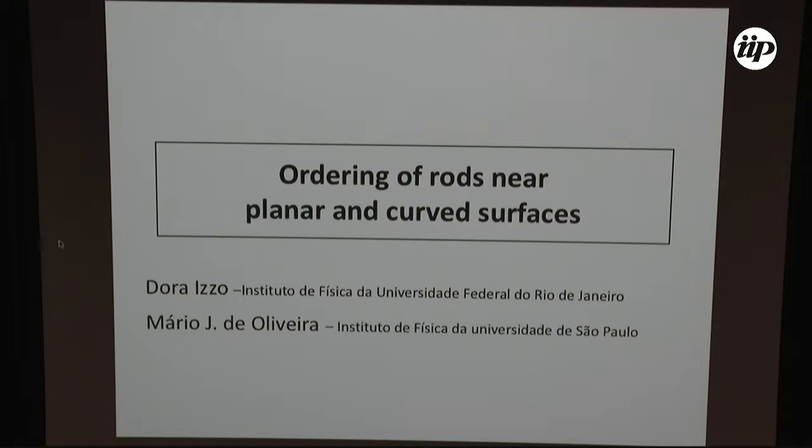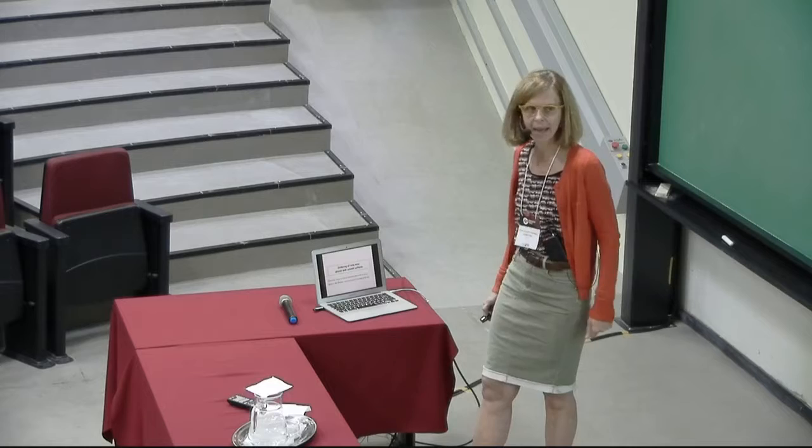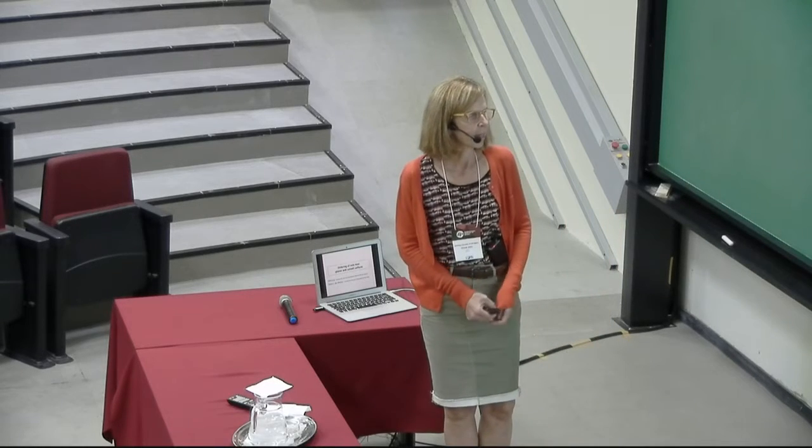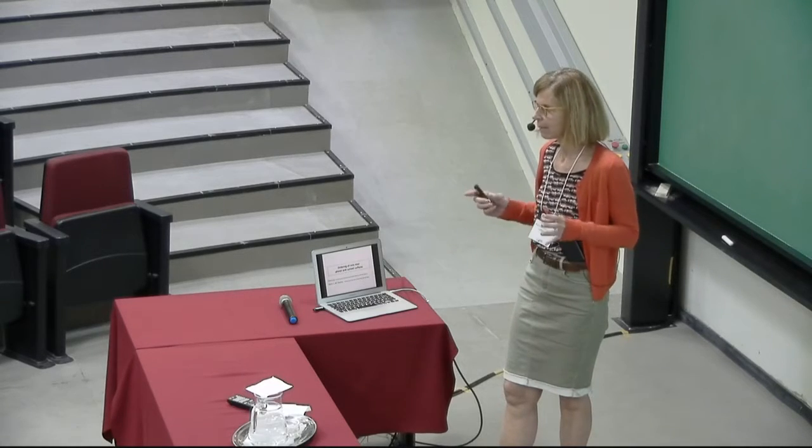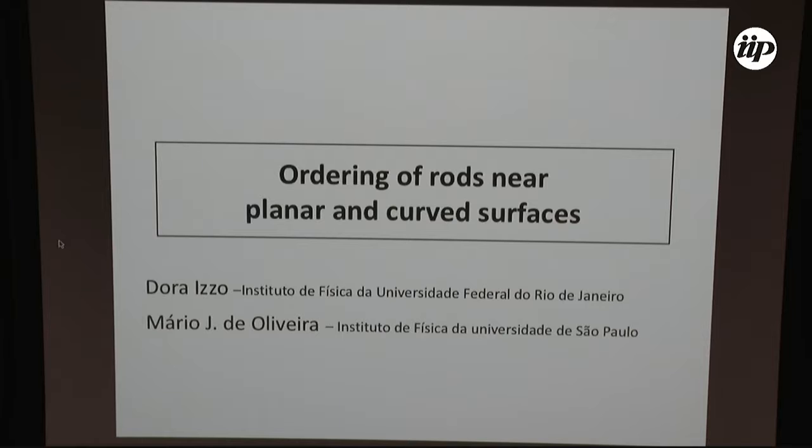Dora. I am from the Federal University of Rio de Janeiro, and I've worked a lot with Mario de Oliveira. He's not here, but he's someone from StatMech, and we are going to talk about the configuration of rods, like larger rods within cavities.